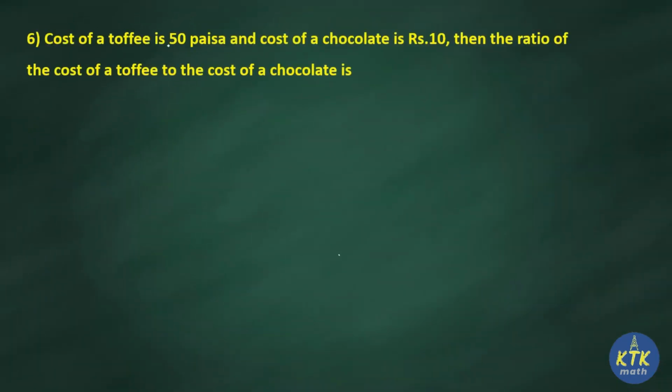Question number 6. Cost of a toffee is 50 paise. Cost of a chocolate is rupees 10. Then the ratio of cost of toffee to the cost of chocolate. So your options are given there. Here we are comparing cost of two things. One is toffee, another one is chocolate. Okay, so 50 paise and rupees 10.